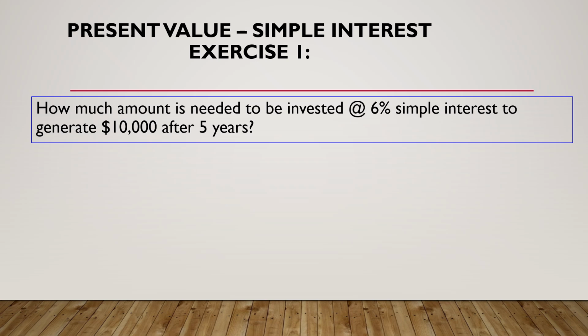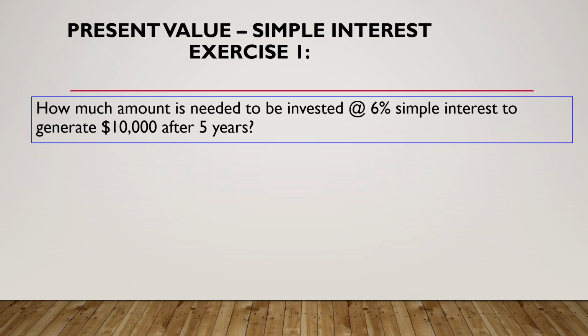Let's take another example. So first we will read the question. How much amount is needed to be invested at 6% simple interest to generate $10,000 after 5 years? So after 5 years, if I want $10,000, how much money should I invest today? So I want to find out the present value of $10,000. What is the amount of $10,000 after 5 years? What should be the present value of that amount?